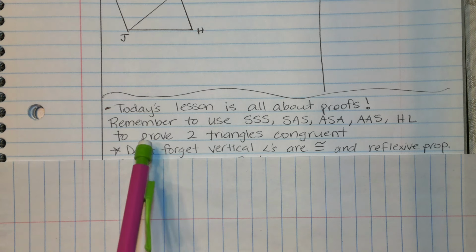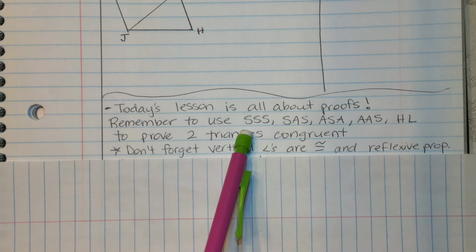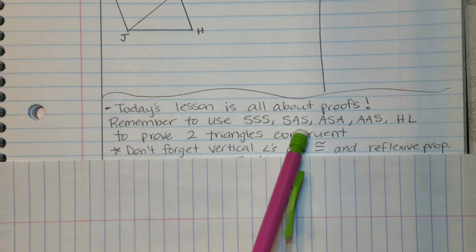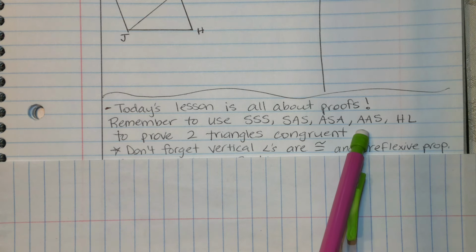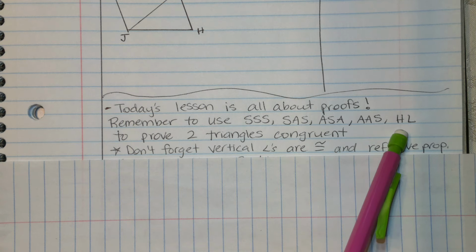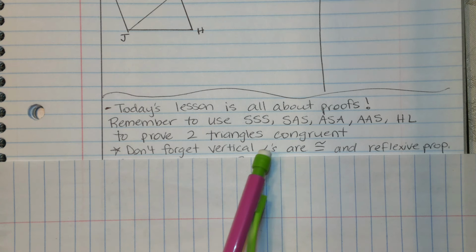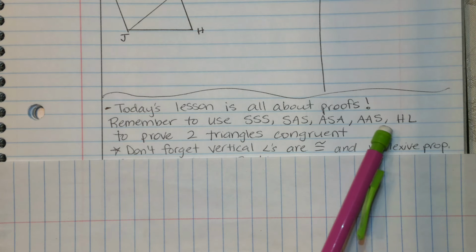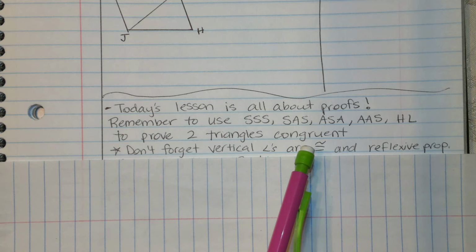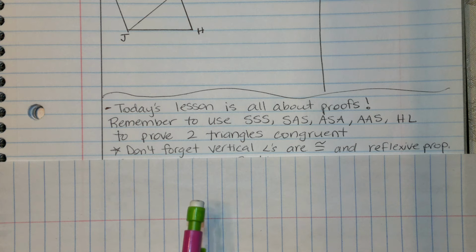So one thing to really keep in mind is when you're proving two triangles are congruent, remember to use SSS, side, side, side, SAS, side, angle, side, ASA, which is angle, side, angle, AAS, angle, angle, side, and the HL, hypotenuse, leg theorems and postulates to prove two triangles are congruent. In our proofs, you will prove two triangles are congruent. So one of your reasons will be like one of these. And then there's one last step, which is the CPCTC. So you're going to prove two triangles are congruent, and then one more step, you'll prove that parts of the triangle are congruent using the CPCTC.